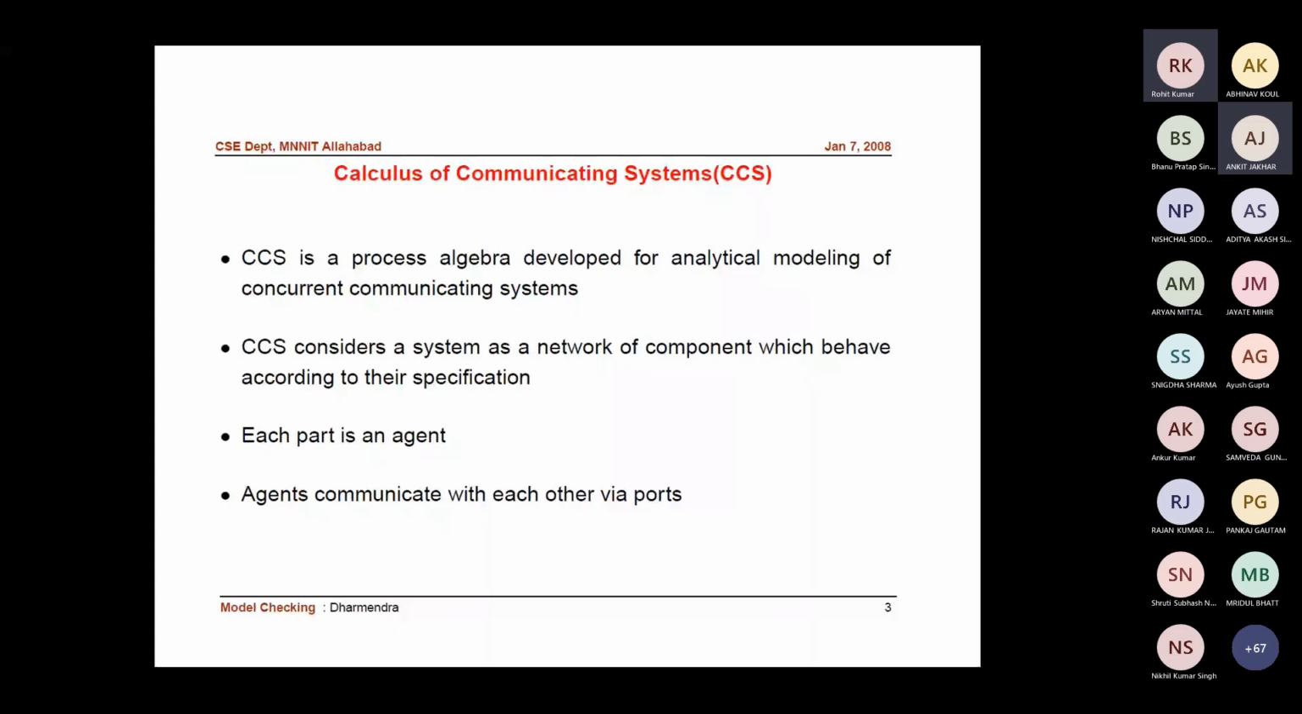We need not be worried about what all these things are; right now CCS is a process algebra, and we will see how we are going to use it. Remember, CCS considers a system as a network of components which behave according to their specification. So we will define certain components, and then we have operators to combine those components. Any CCS specification will be the basic actions along with combining operators, through which we make CCS equations. In a moment we will see how. Each part is also known as an agent in CCS expressions, and agents communicate with each other via ports.